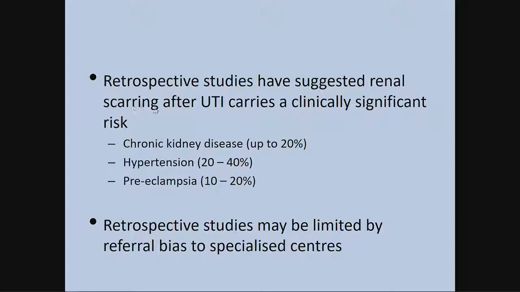Several retrospective studies have suggested that renal scarring after urinary tract infection carries a clinically significant risk of chronic kidney disease in up to 20% of children, hypertension, and preeclampsia. But the problem with retrospective studies is they may be limited by referral bias to specialised centres. That is, only kids with the most severe infections and problems may be referred to specialist centres.